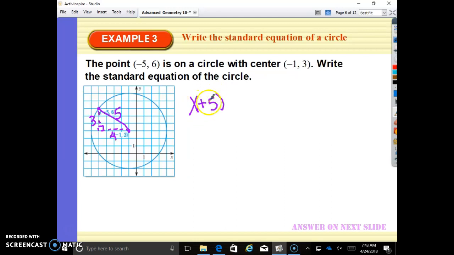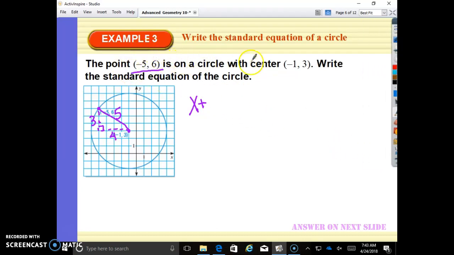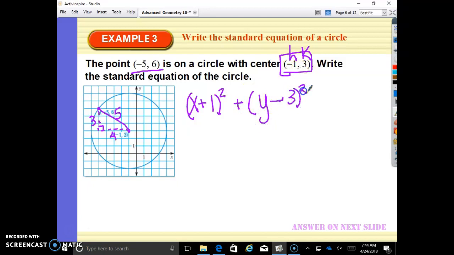So, x minus our x, opposite sign. Oops, is this my center? What did I do wrong? I was about to use this point on the circle. I'm supposed to use this as my center. This is my h, this is my k. (x − (−1))², or (x + 1)², plus (y − 3)², opposite sign, equals our radius squared. 5 squared is 25. And that is the equation of this circle.